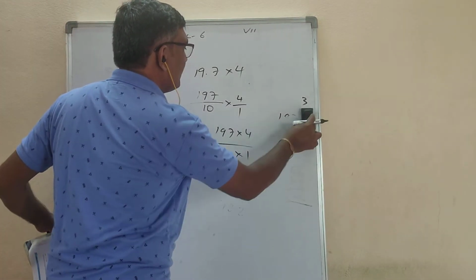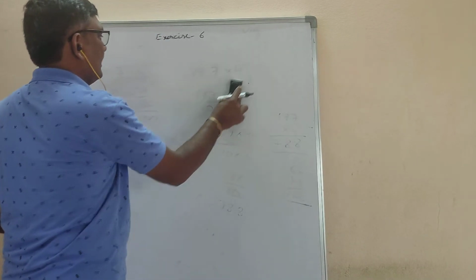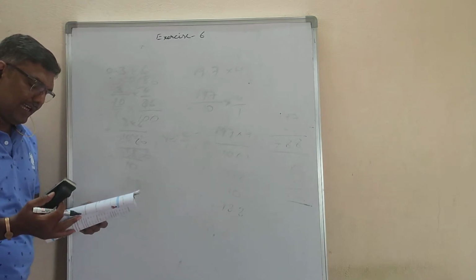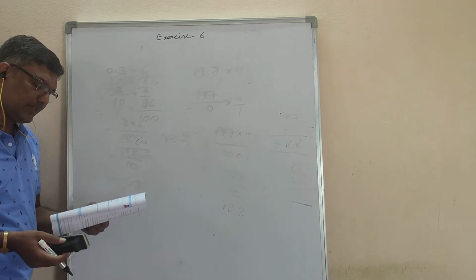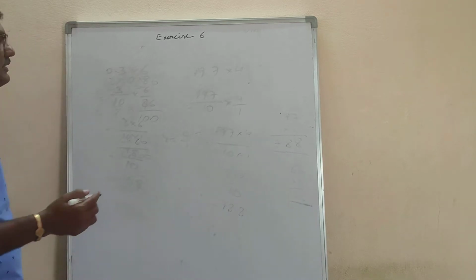So what is the next problem? See it once. The next problem is, find the area of a rectangle whose length is 6.2 centimeters and breadth is 4 centimeters.